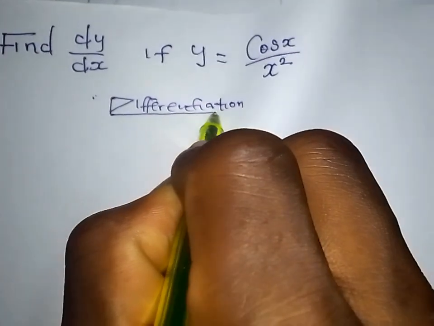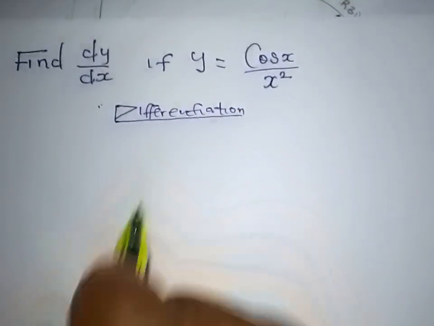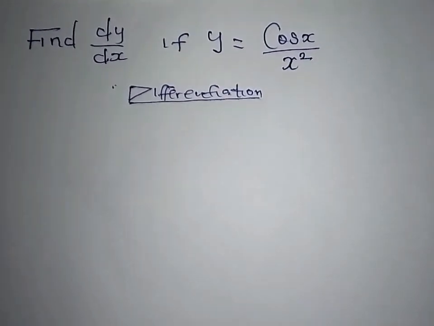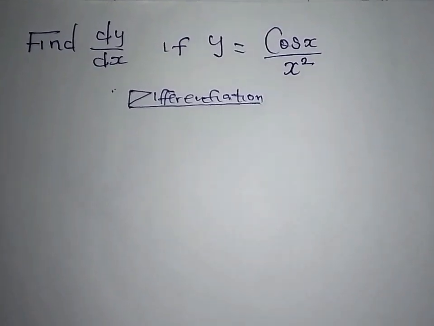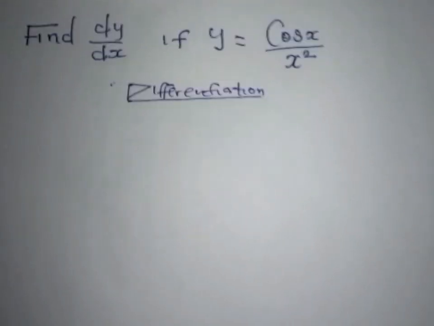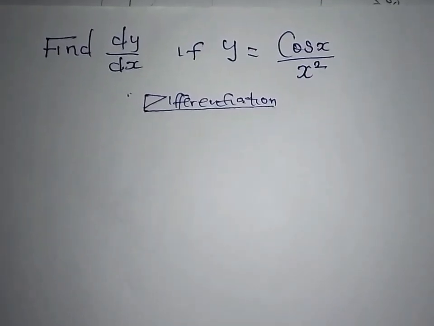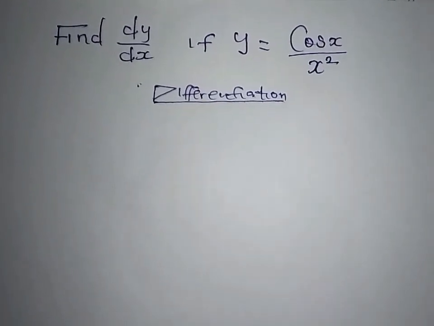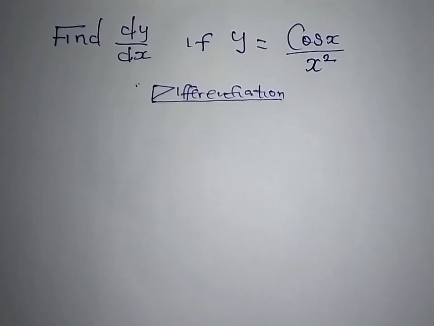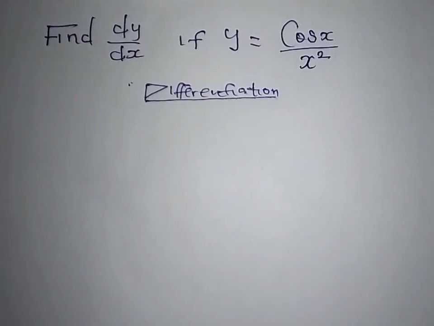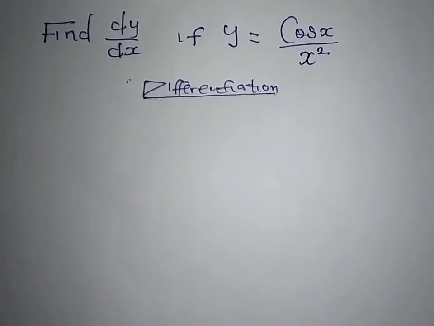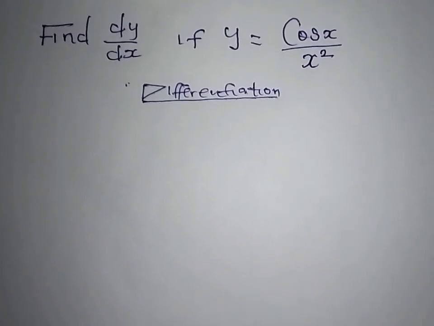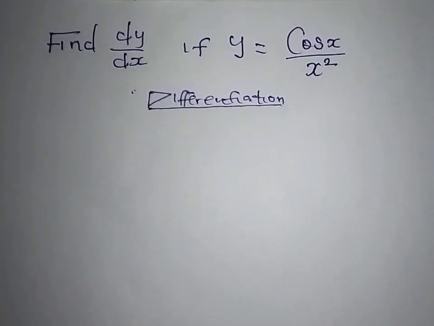This is differentiation, and another thing is knowing the particular rule to use. We have not less than 6 rules used in solving differentiation. We have general method, we have functions of function, we have first principle, we have quotient, and the rest of them.